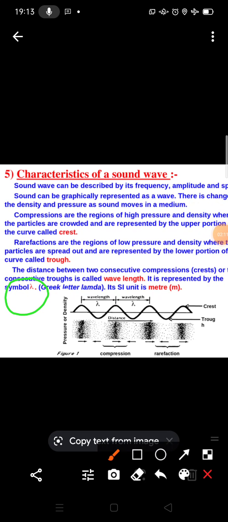This is the wavelength, the distance between two compressions. You can see this is the compression, the upper surface. The distance between two compressions is called the wavelength, and it is represented by the Greek letter lambda. What is the unit of the wavelength? Meter. So students, today we will discuss frequency, amplitude and speed.